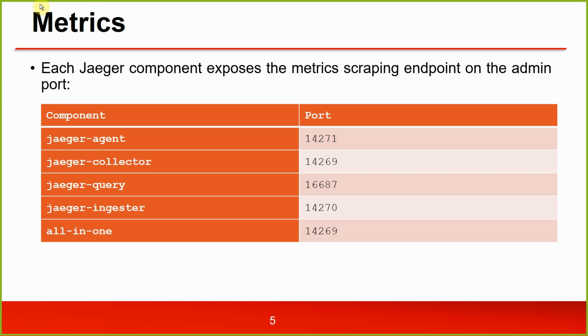Each Jaeger component exposes the metrics scraping endpoint on the admin port. The agent is exposing at 14271. Collector is exposing at 14269. Jaeger query is exposing at 16687. Jaeger ingester is exposing metrics at 14270, and all-in-one will be exposing at 14269.